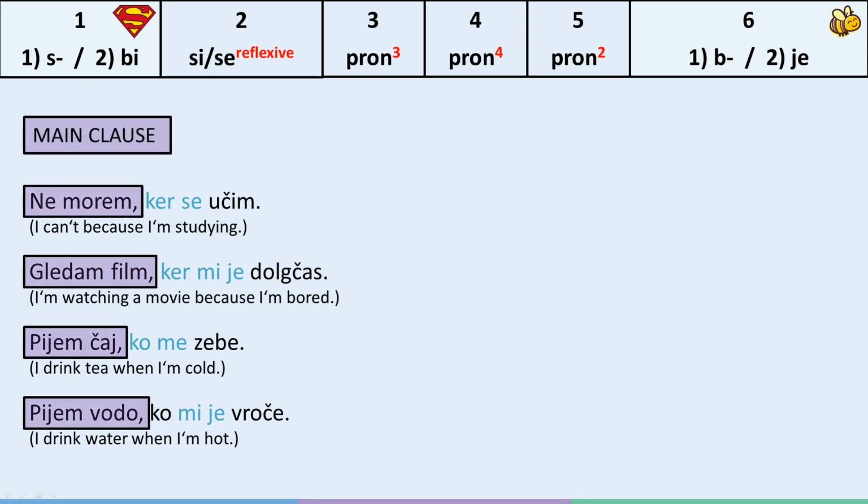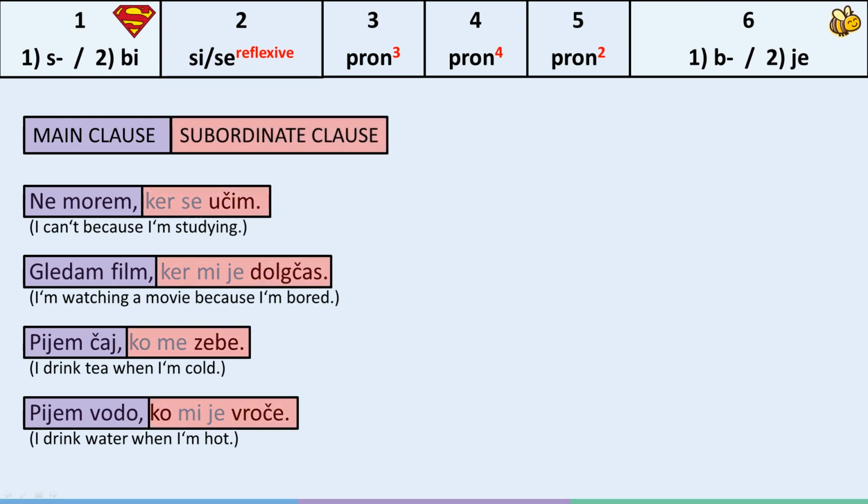A main clause is a clause that can stand alone. A subordinate or dependent clause depends on the main clause. The main clause is one level above the subordinate clause, so to speak. In all 4 examples, the main clause comes first, followed by a comma that tells you there's a difference in levels, in hierarchy. So you have a comma, followed by a conjunction, and then everything from 1 to 6 as shown in the table at the top of the screen.